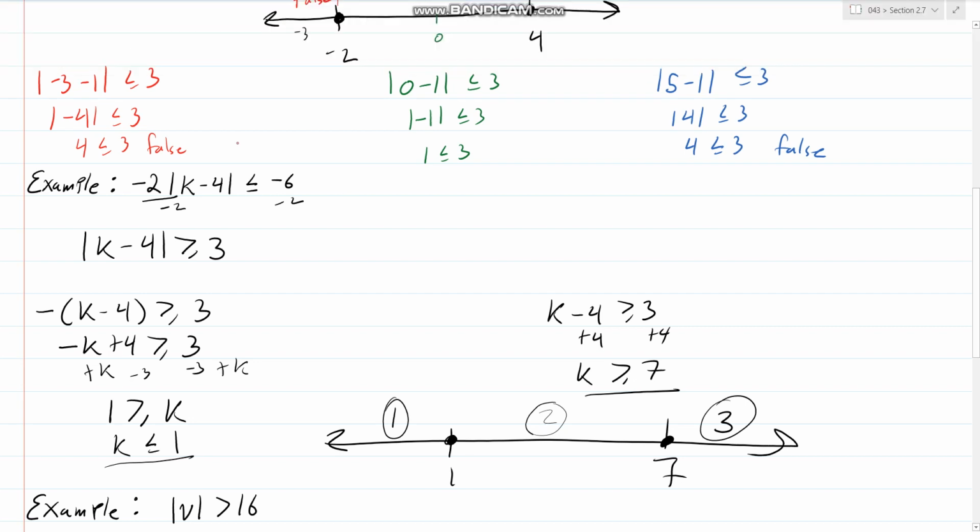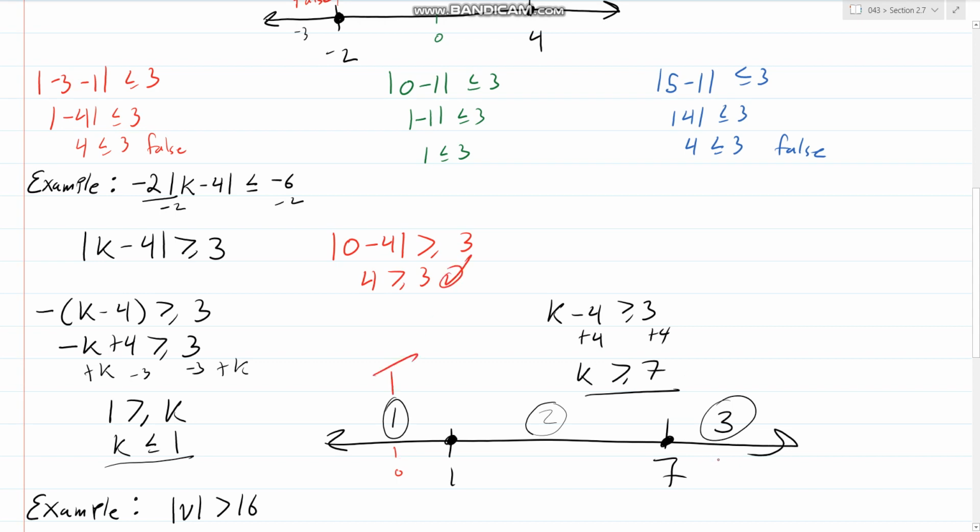I'm going to test the other ones. So for region 1, which is supposed to work for this, I need a number that's less than 1. Let's call it 0. So I'll plug in 0 and see what happens. Absolute value of 0 minus 4 is greater than or equal to 3. And so that's 4 is greater than or equal to 3, and that's true. So this region is true as predicted.